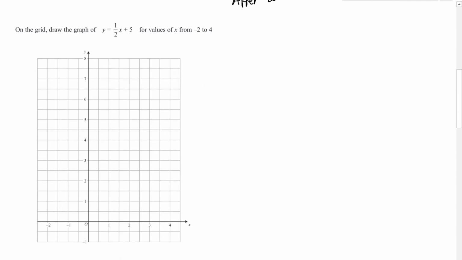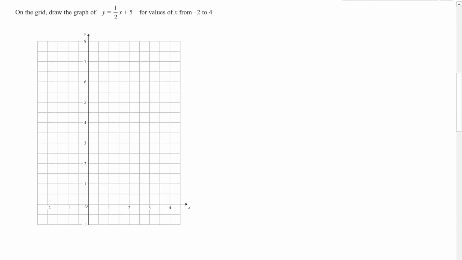Okay, so now let's take a look at this next question, which is asking you to draw a graph of y equals a half x plus 5. So we know that if our equation is y is a half x plus 5, our gradient is a half and our intercept is 5.